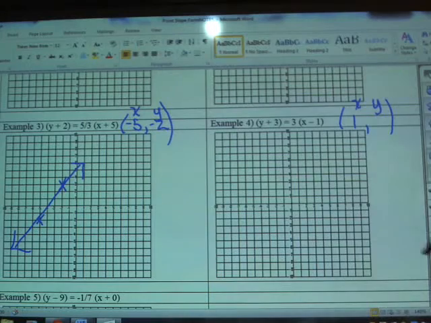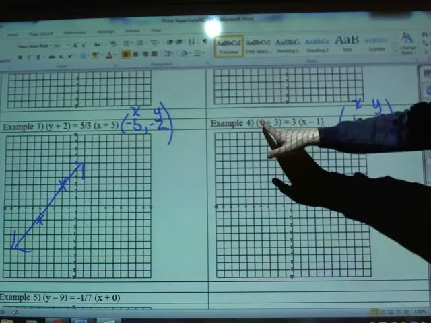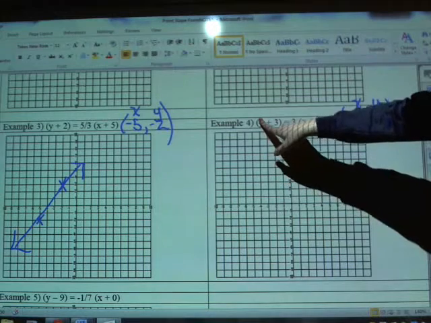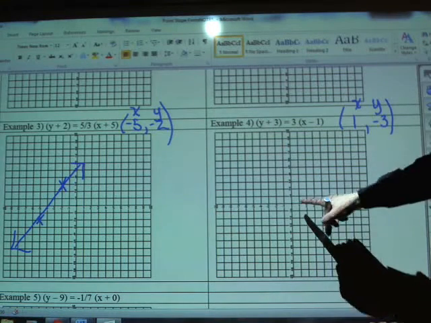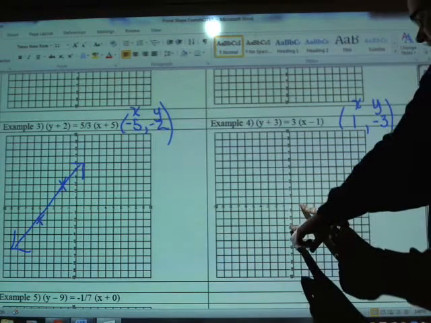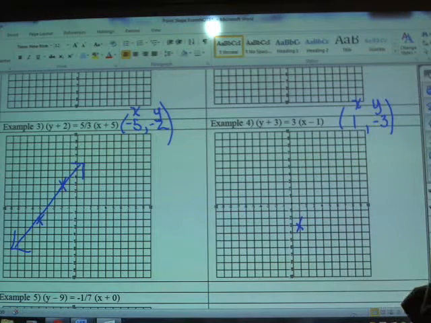Then for the y coordinate, I look at the y block. It says plus 3, positive 3. So I want the opposite, which is negative 3. I'm going to put a dot at 1 comma negative 3. 1 on the x-axis and negative 3 on the y-axis, those two meet right there.